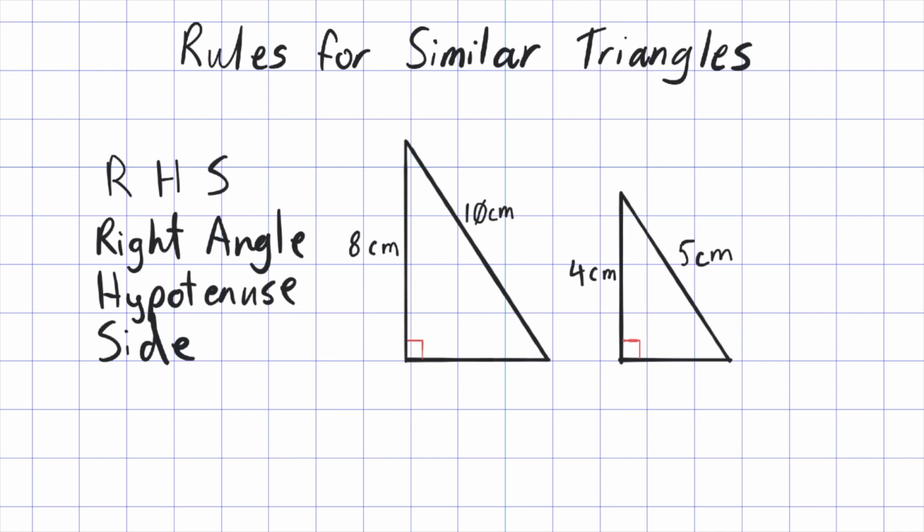So as you can see here, with 10, if we multiply that by 0.5, we get 5. With 8, if we multiply that by 0.5, we get 4. And then, of course, they both have the right angle, which means it's RHS, it's right angle side hypotenuse.